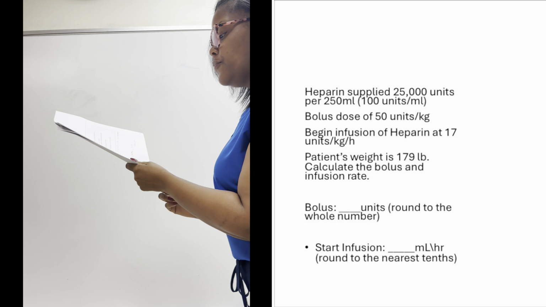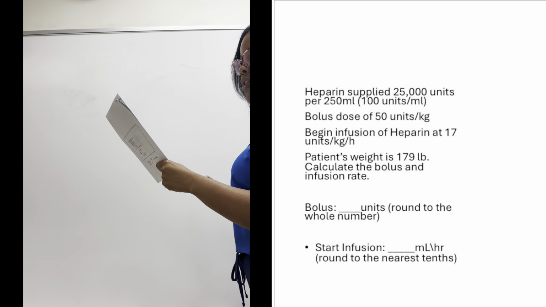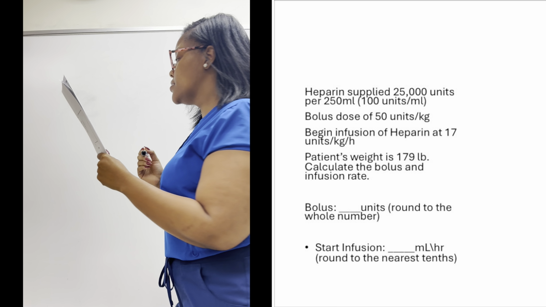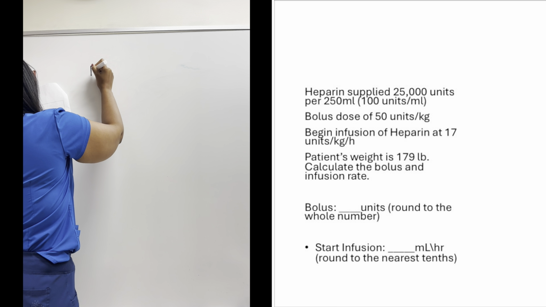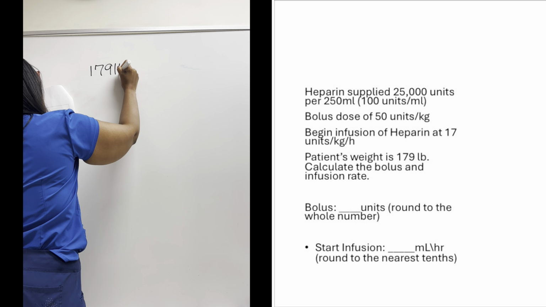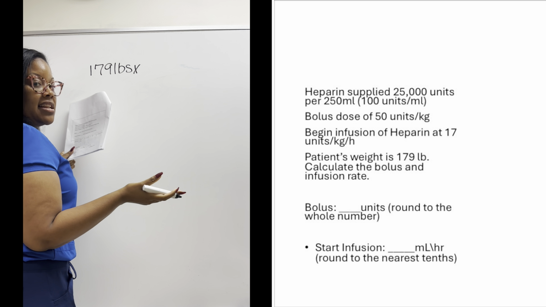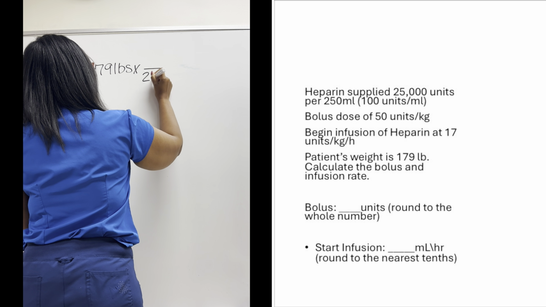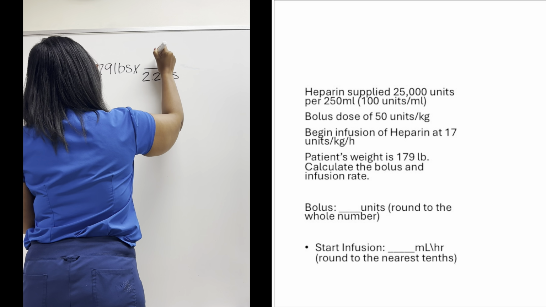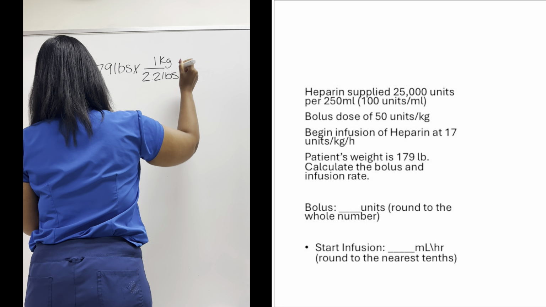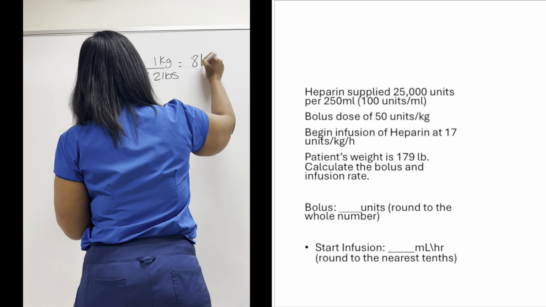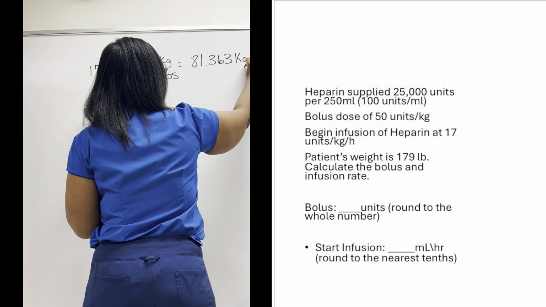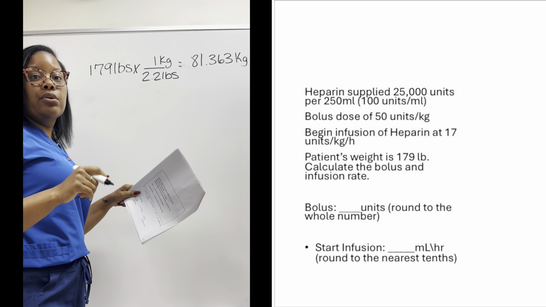All right, so first we have to convert our pounds to kg. Remember, heparin is dosed in kgs. So 179 pounds, and I'm just going to do the dimensional analysis straight through. You can just convert it in your calculator if you want. We know that 2.2 pounds is 1 kg. So the patient will weigh 81.363 kgs. Now, I don't like to round until the end.